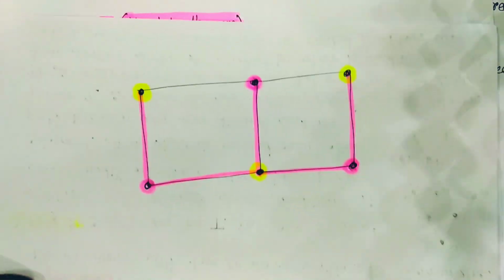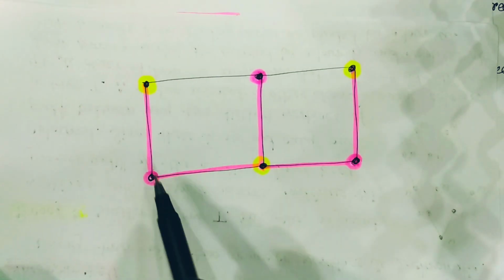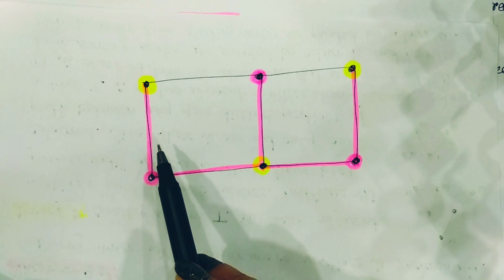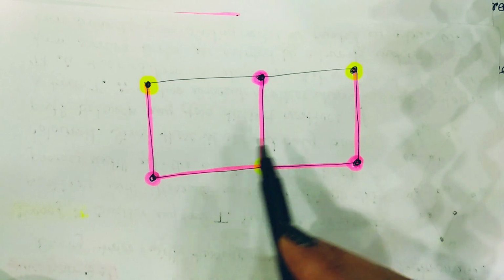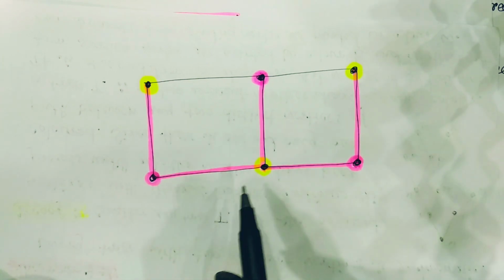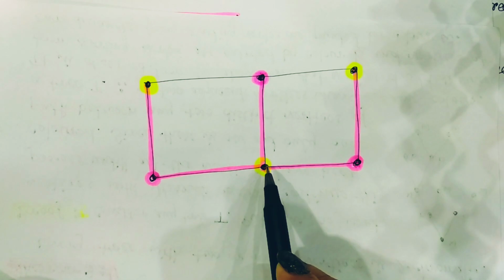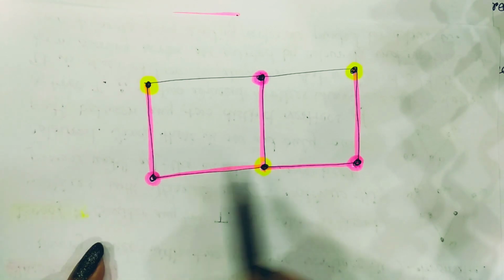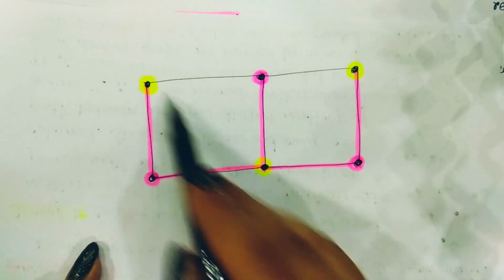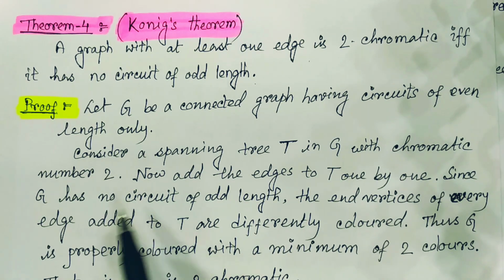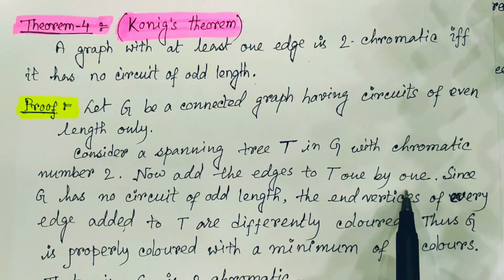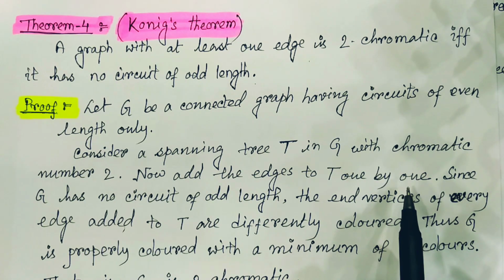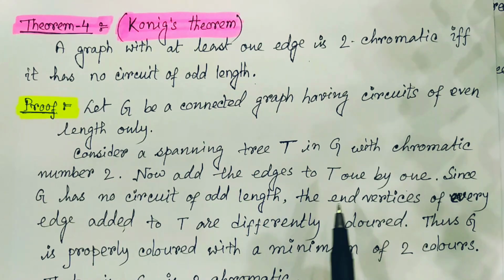So, if this is a graph, here look, all the circuits are formed of an even number of edges, and the pink line depicts the spanning tree of this given graph. As the spanning tree is also a tree, it requires 2 colors only. So accordingly, these are the colors required. Now add the edges to T one by one. After drawing the spanning tree, the remaining edges we should add one after another to this spanning tree.